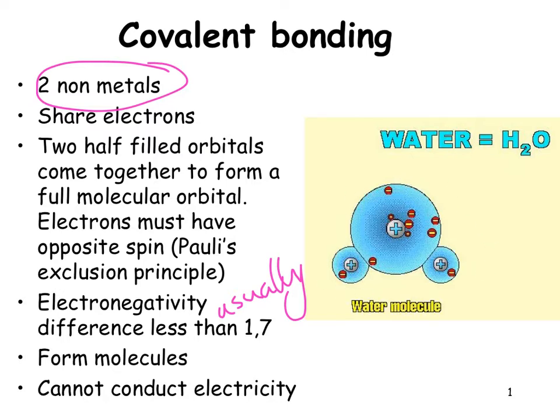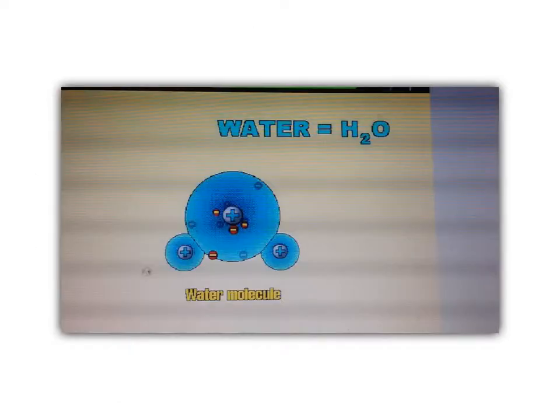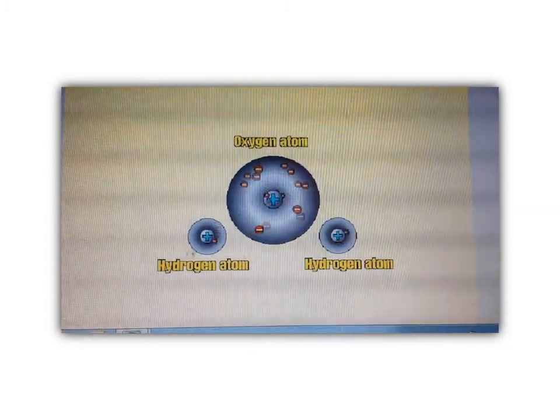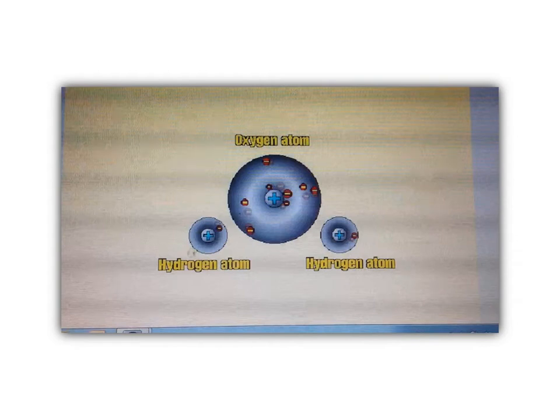Let's take a look at how water bonds. What you can see quite clearly here is that the oxygen has got 6 electrons, it would like to have 8. The hydrogen has got 1 and would like to have 2. This hydrogen has got 1 and it would like to have 2.